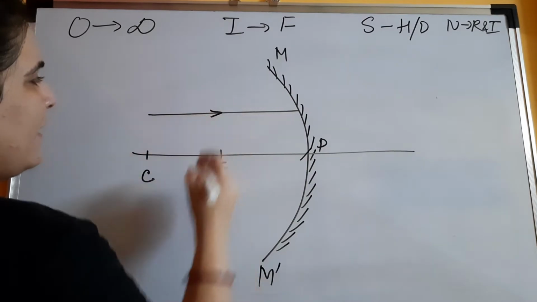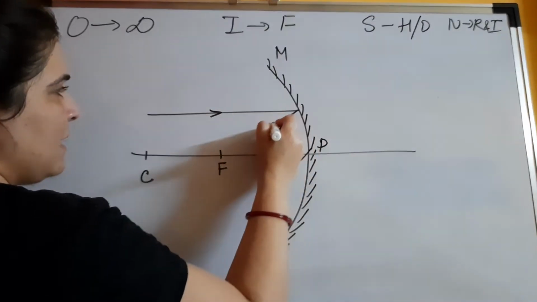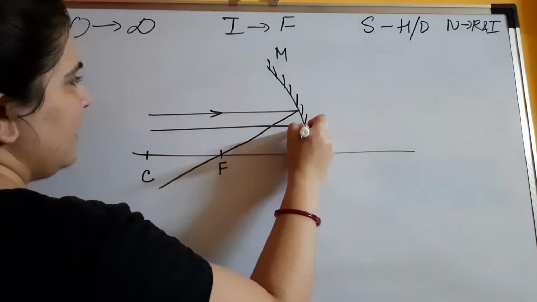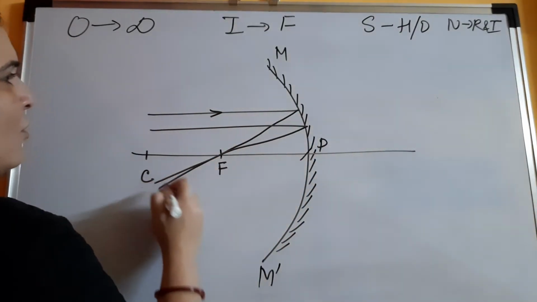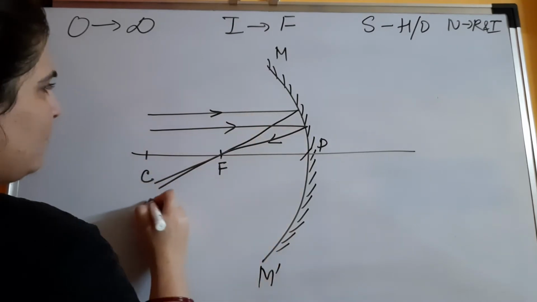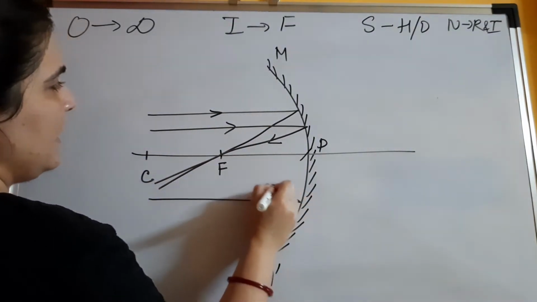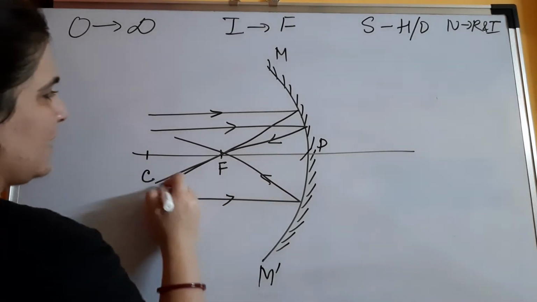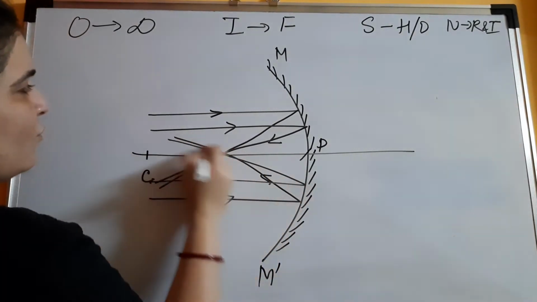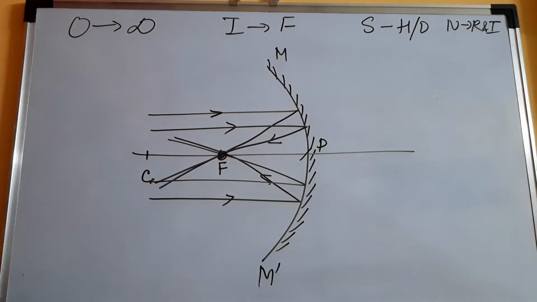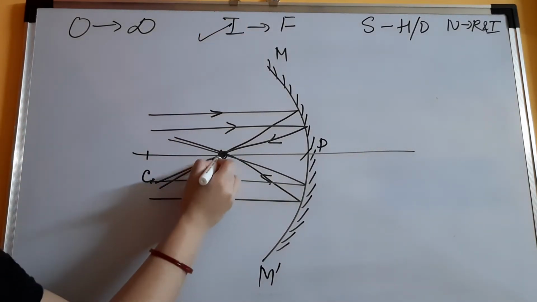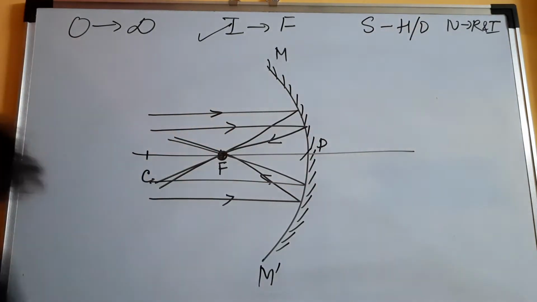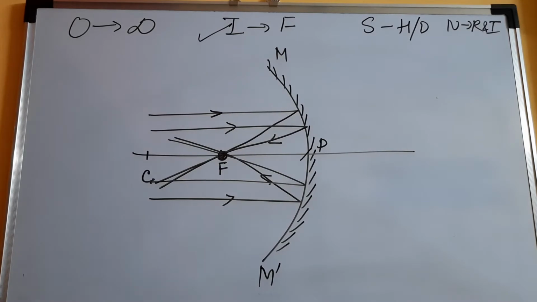This is the first parallel ray. Parallel ray will pass through focus according to the rule. Another one more parallel ray I'll take. It will again pass through the focus. Okay, you can take one more parallel ray here. It will again pass through the focus. Fine. So you can take as many parallel rays as you want, and all the rays will pass through focus. It means at this focus the image is formed, because you are getting only a point image over here. It is highly diminished, or you can write point size, and nature is real and inverted.